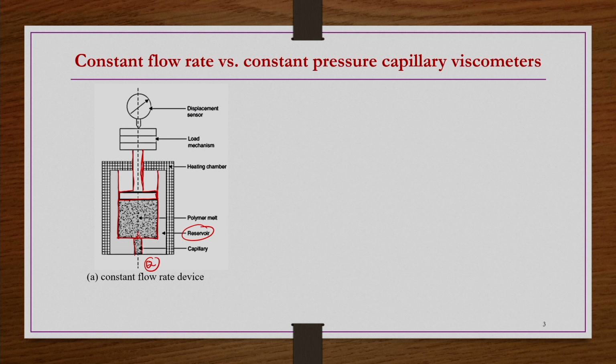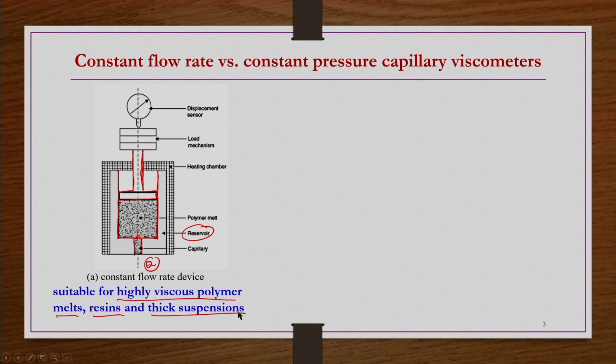So, that is what this constant flow rate device is, very simple, and these are suitable usually for highly viscous melts, resins and thick suspensions. Right. Obviously, you know that if you are maintaining constant load or constant pressure drop, you cannot have a constant flow rate, because the material head is going to decrease gradually.